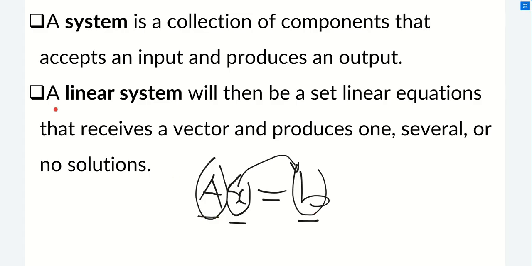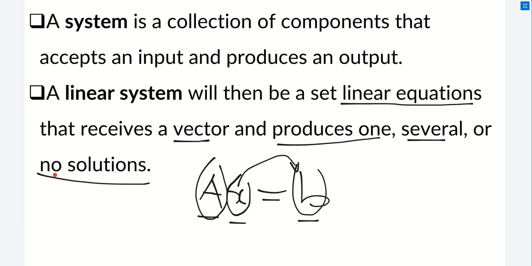Now, a linear system is a set of linear equations. The word linear there is very important. It has to be linear for it to be described as a linear system. So it is a set of linear equations that receives a vector and can produce one solution, several solutions, or no solution at all.